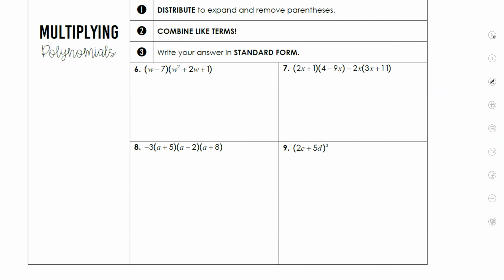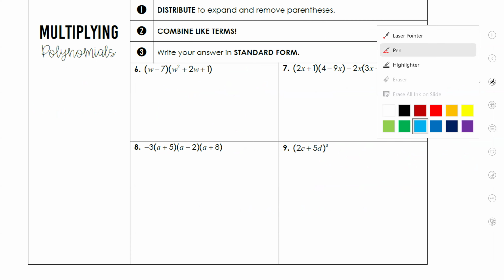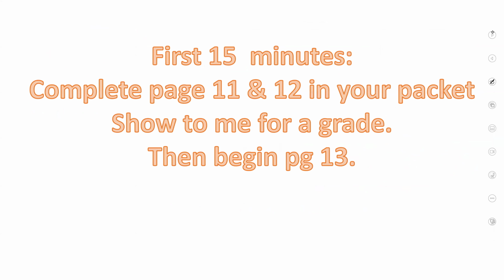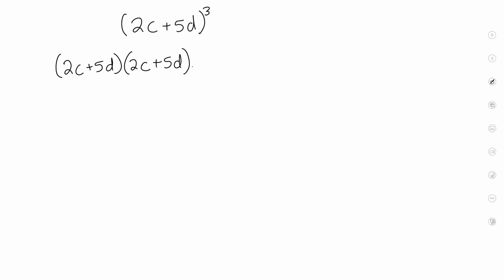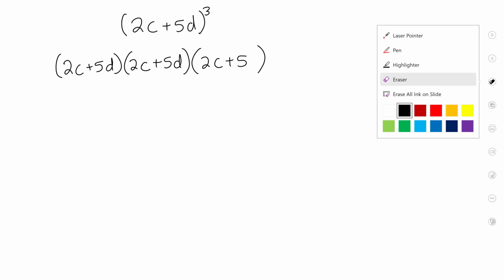Okay, I'm going to show multiplication. I'm going to do number 9. I'm going to write it on here. Let's see. I'm going to make some space. 2c plus 5d cubed. Okay, so that means I have to do 2c plus 5d times 2c plus 5d times 2c plus 5d. We have to do it 3 times. Okay, so let's go ahead and distribute.